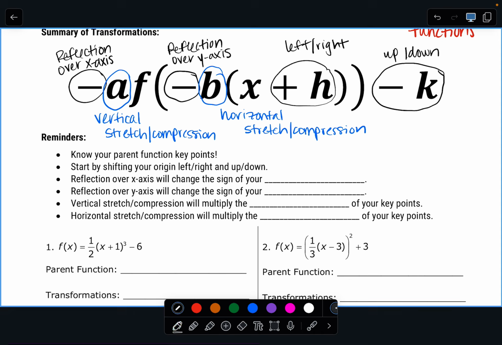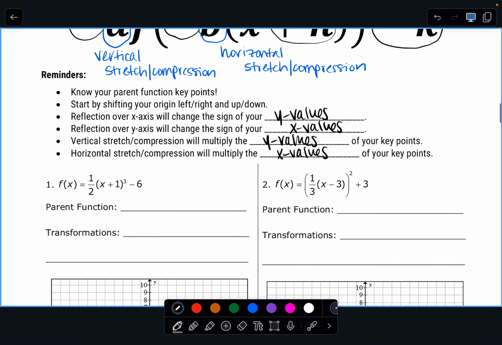If you are reflecting over the x-axis, that's going to change the sign of your y values. X values change if you are reflecting over y. Vertical stretch or compression will multiply the y values, and horizontal stretch or compression will multiply the x values. So I like to have those reminders in there just so you have a reference point back to why are we multiplying the x's and not the y's. They are all tied to what type of transformation you're actually looking at.